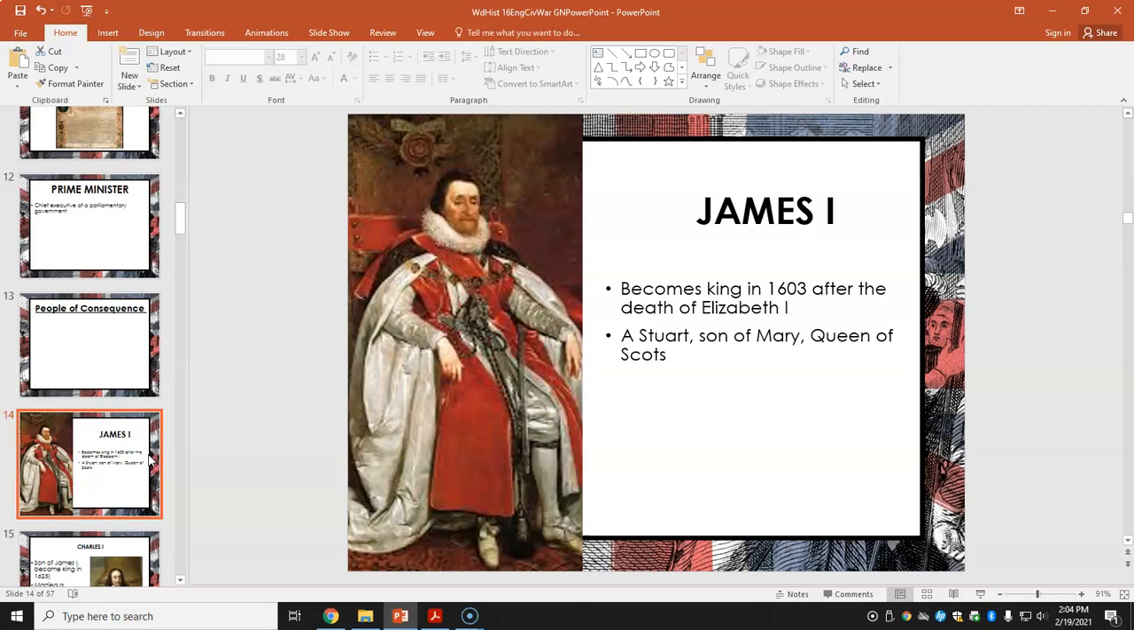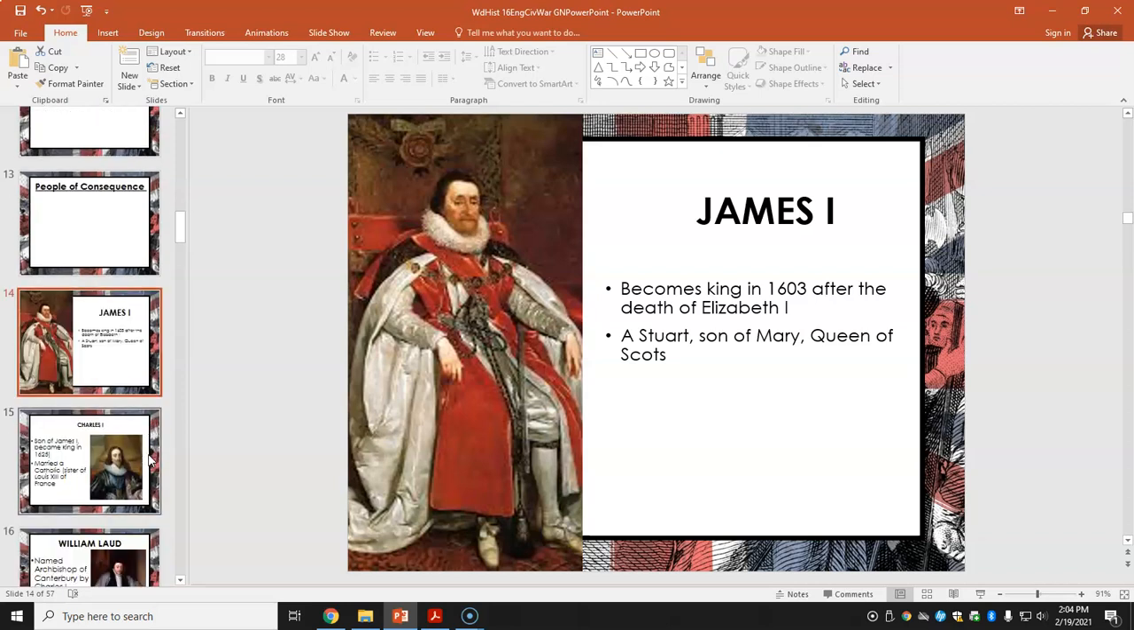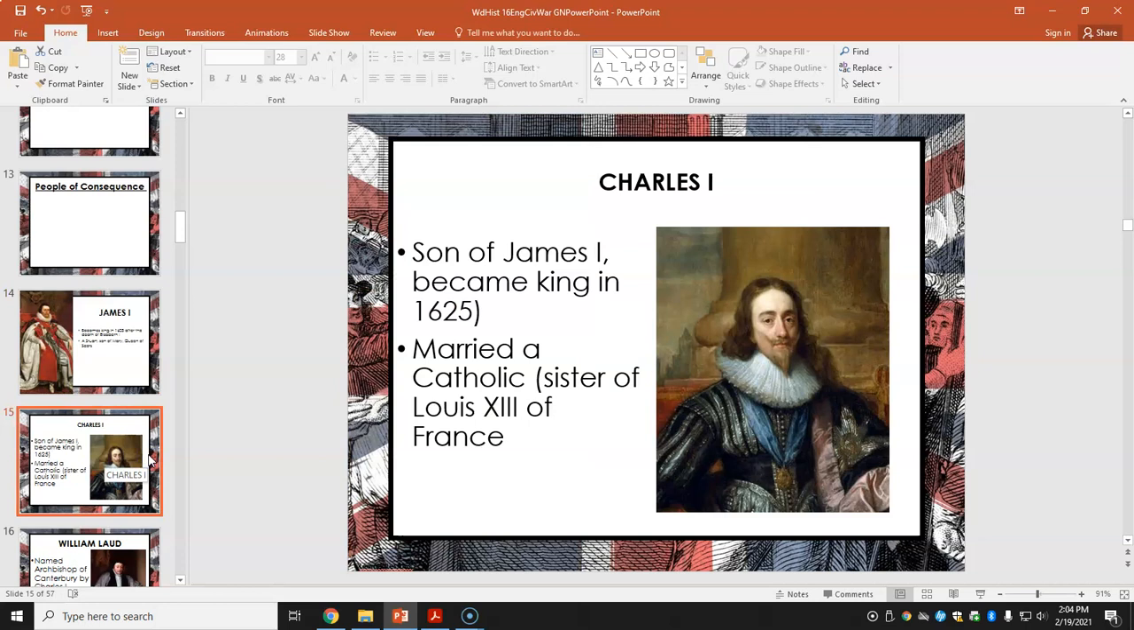And we've also talked about James I in some of our previous notes, so they are going to overlap. All of this stuff is taking place at the very same time. Charles I is the son of James I. He becomes king in 1625. So we go from James to Charles. He marries a Catholic, a sister of Louis XIII of France.